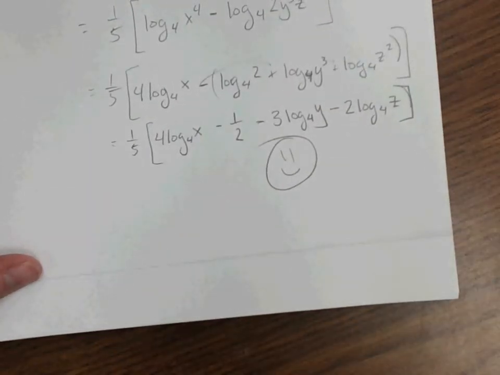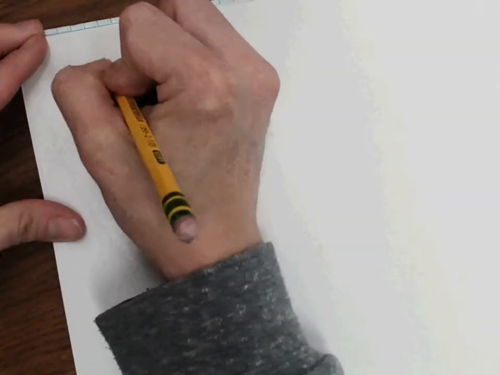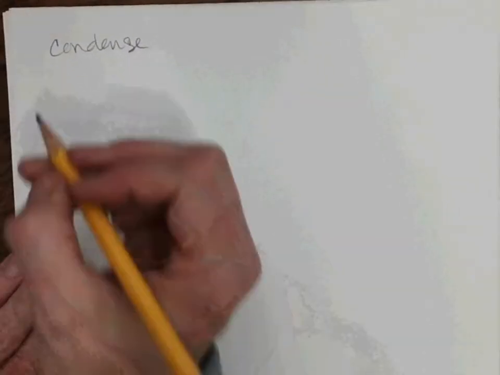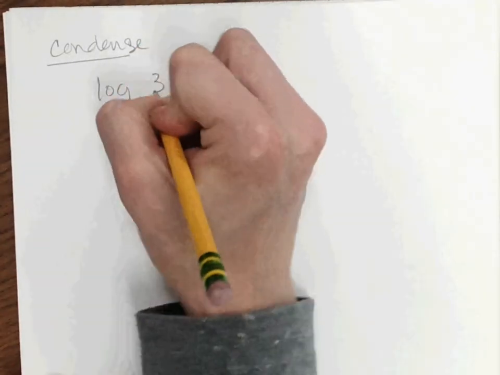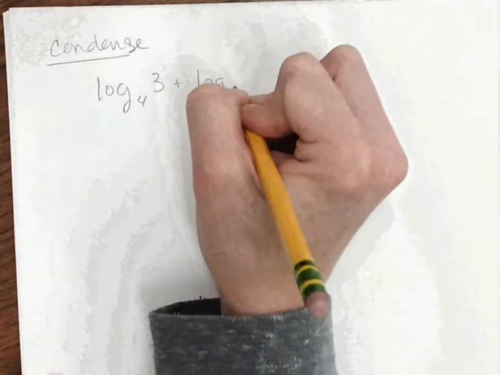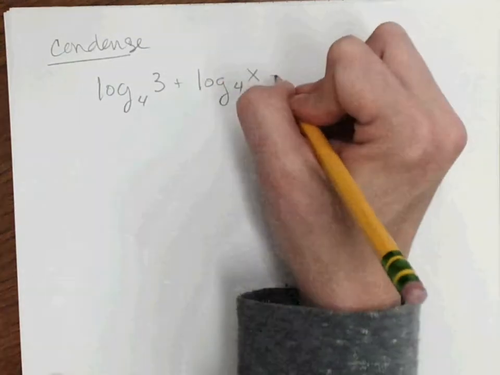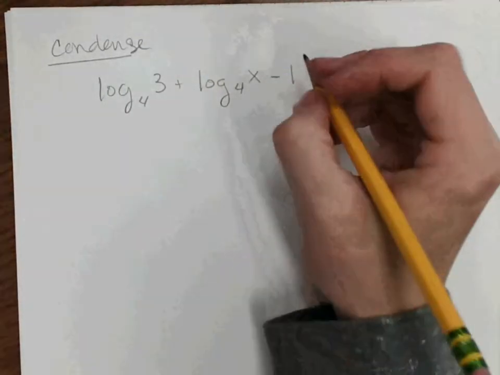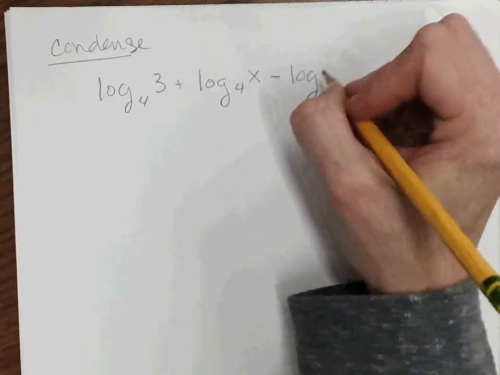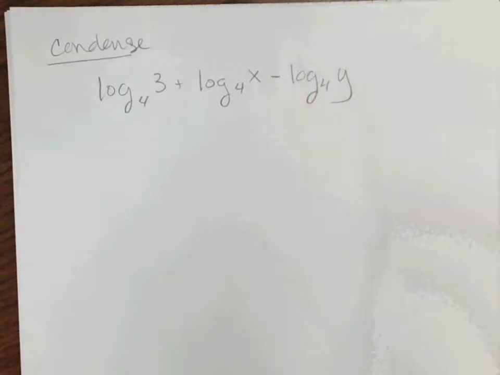Sometimes it's really helpful to expand it if we can. Other times, we might want to condense. Okay, so if I want to condense, I might be looking at something like this. Log base 4 of 3 plus log base 4 of x minus log base 4 of y.